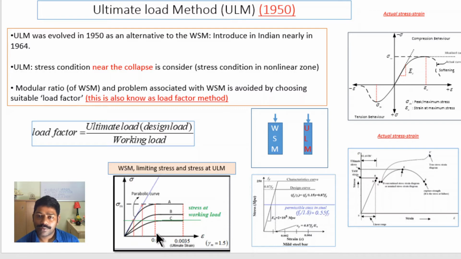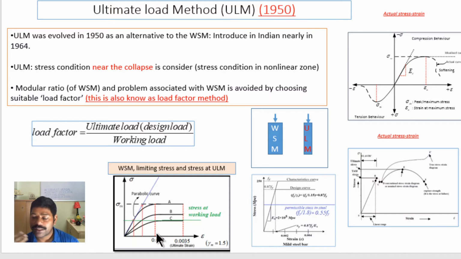Now here what we are doing? Here we are introducing one load factor. First thing, we are allowing the stress to reach near the nonlinear zone, near the collapse. Second thing, we are introducing one load factor to enhance the load. Basically, we have introduced another term, that is load factor. We have introduced modular ratio in the working strain method. In the ultimate load method, we have introduced load factor, and load factor is basically the ultimate load for which you want to design divided by the working load.